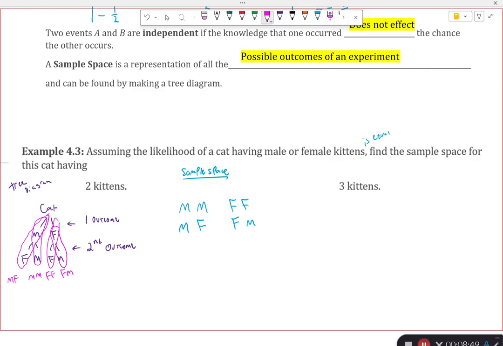So I'm going to pause here for a second, and I'm going to ask that you pause the video and try to create the sample space and a tree diagram for the 3-kitten example.